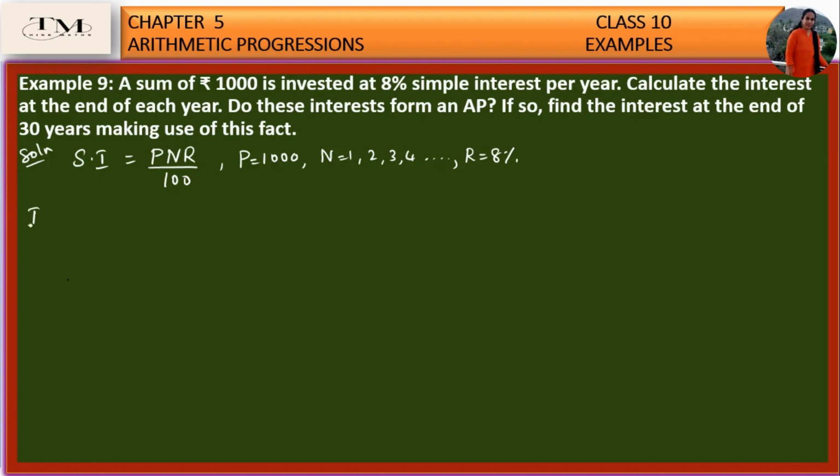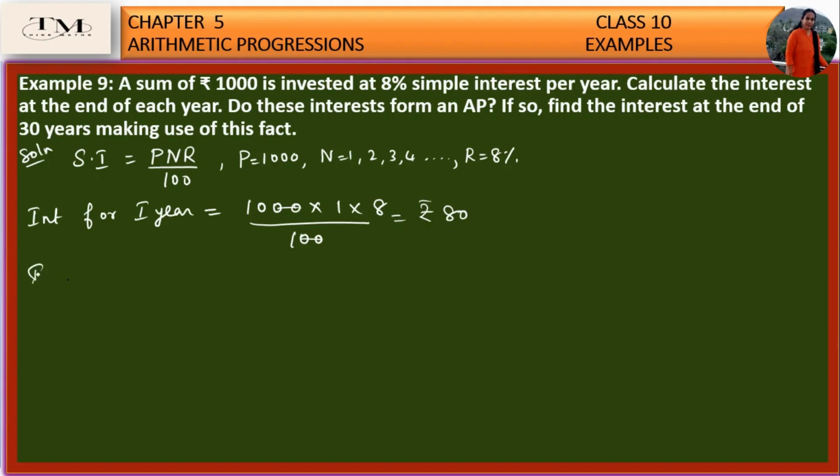So interest for the first year equal to, what is P? It is 1000. N is the first year, it is 1. R is equal to 8 divided by 100. So these two zeros get cancelled. 10 into 1, 10. 10 into 8, 80. So it is 80 rupees.